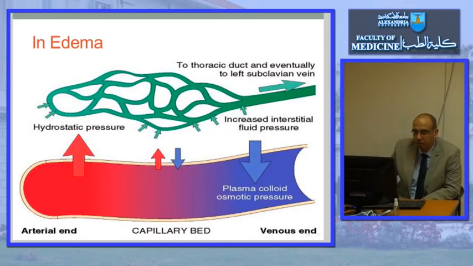As we described, the force pushing out the fluid is the hydrostatic pressure. The force against which will make the fluid go back to inside the blood vessel is the oncotic pressure or the plasma osmotic pressure, and blood vessel permeability. To cause edema, it might be increased hydrostatic pressure, or decreased osmotic pressure, or increased blood vessel permeability, or obstruction to the lymphatic pathway.